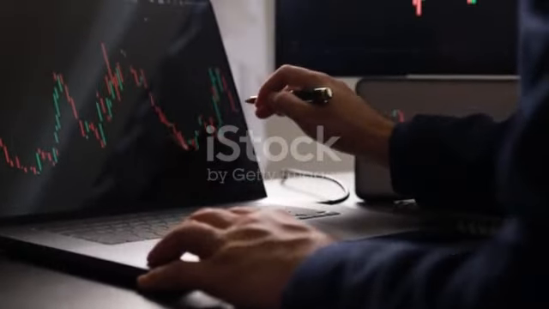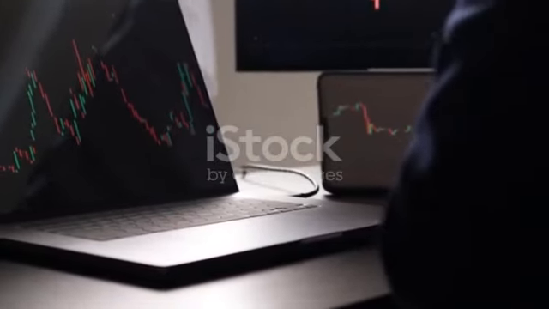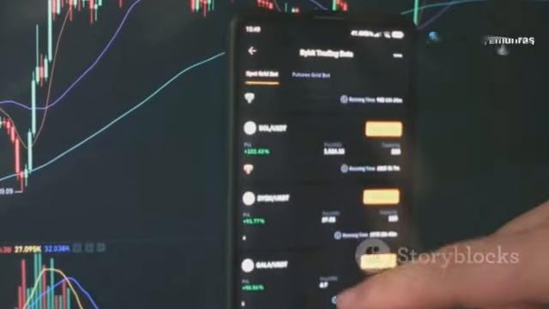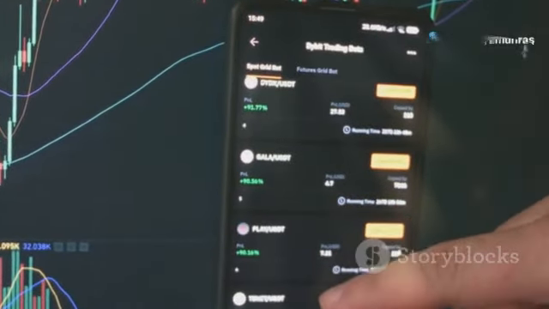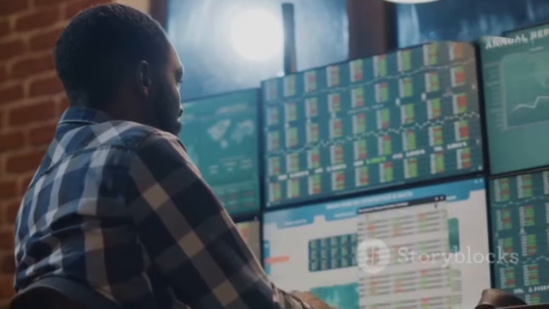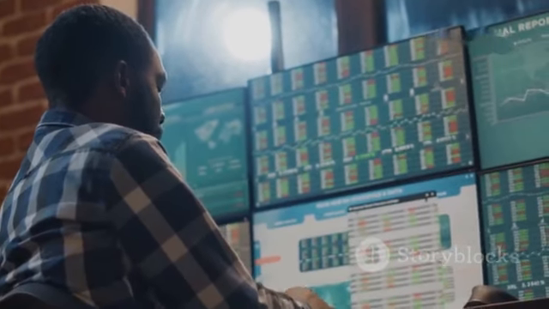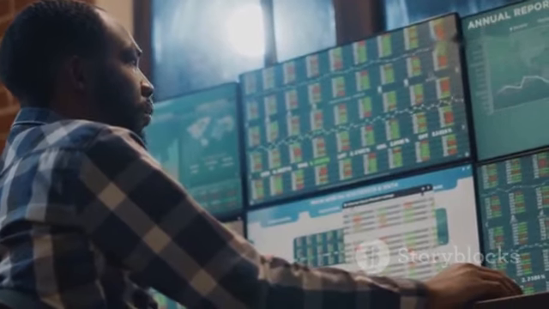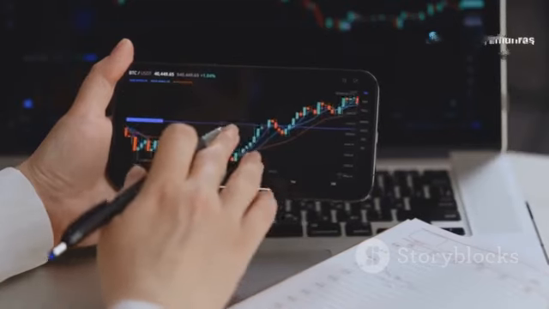Now that we've covered some key candlestick patterns, let's talk about why they're so important for traders. First and foremost, candlestick patterns help you identify trends in the market. By recognizing bullish or bearish patterns, you can get a sense of whether the market is likely to move up or down. This is crucial for making informed trading decisions.